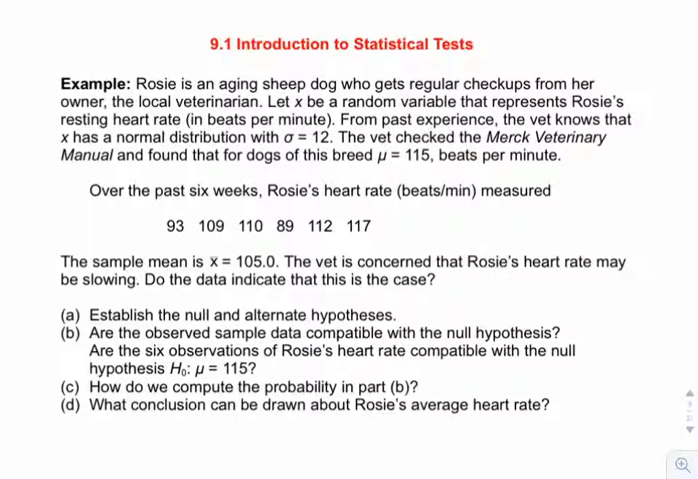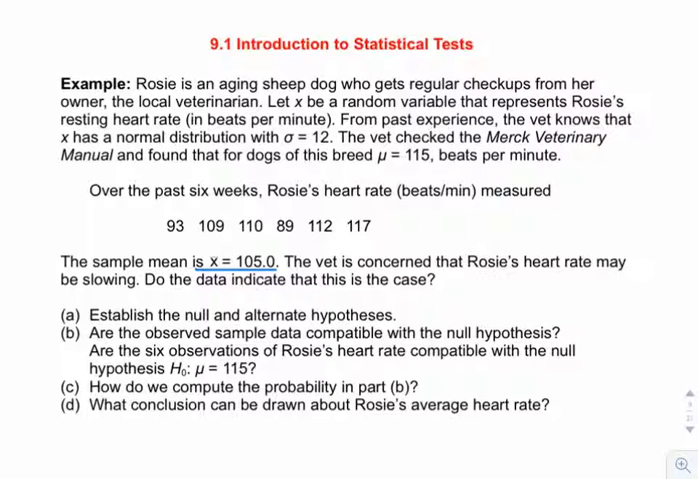And over the past 6 weeks, Rosie's heart rate in beats per minute is measured as 93, 109, 110, 89, 112, and 117 beats per minute. So this is a sample of 6 values, 6 measurements. The sample mean is given to us as 105. It's already calculated. We could certainly find that easily for ourselves with these 6 values. Okay, so the vet is concerned that Rosie's heart rate may be slowing. Do the data indicate that this is the case?